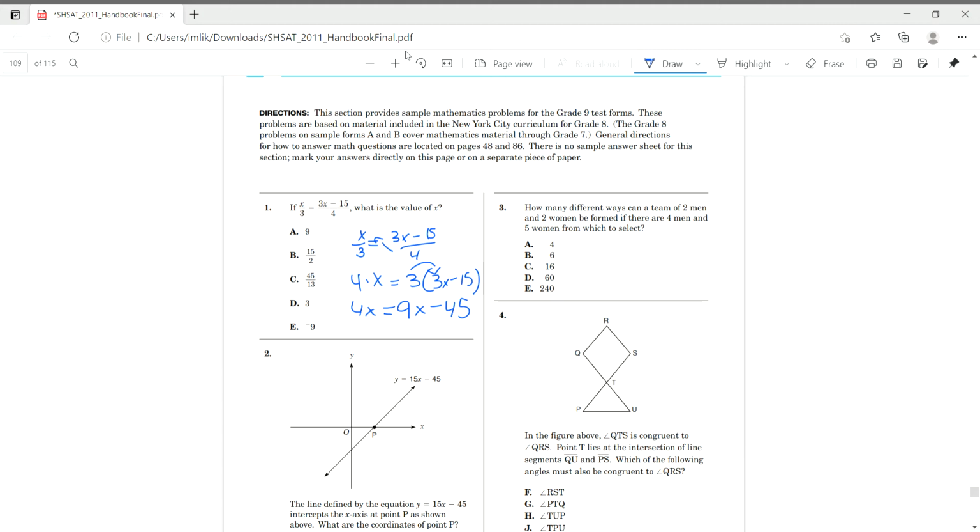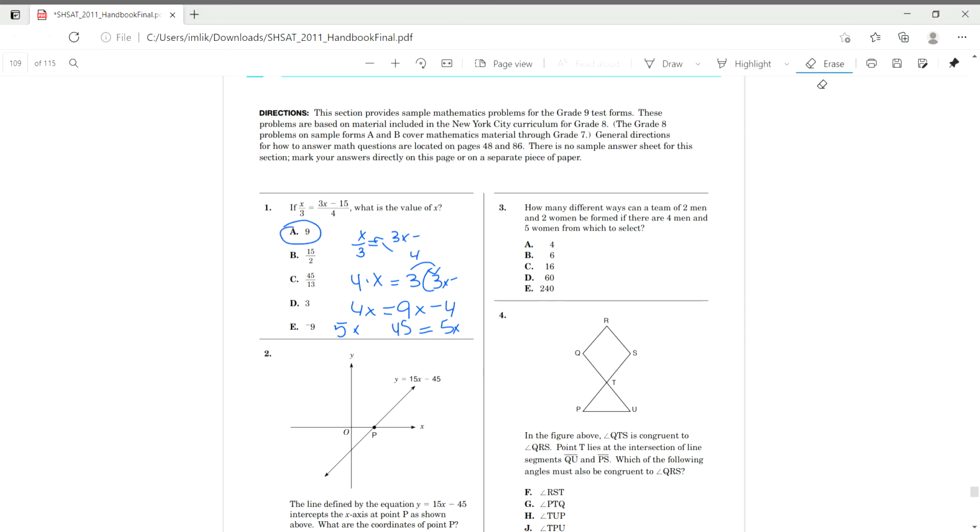Anyways, next we subtract 4x from this side and 4x from this side. 9 minus 4 is 5, so we are left with 5x. We add 45 to the other side, so now we're left with 45 is equal to 5x. Divide by 5 on both sides, and you get x is equal to 9.